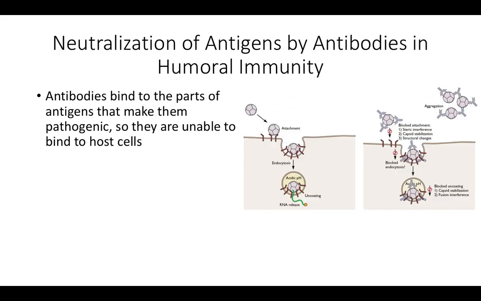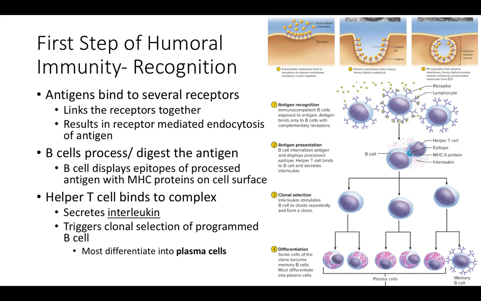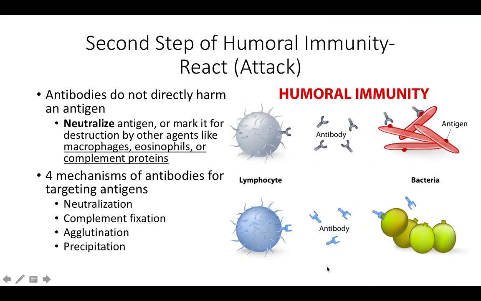Okay, so those are our first 2 steps. The first was recognition. So again, an antigen comes into the cell, into the B cell, it's chopped up, the epitope is exposed on the MHC protein, and then we get cloning, which those B cells turn into plasma cells. So that's recognition. The react portion of that is the neutralization.